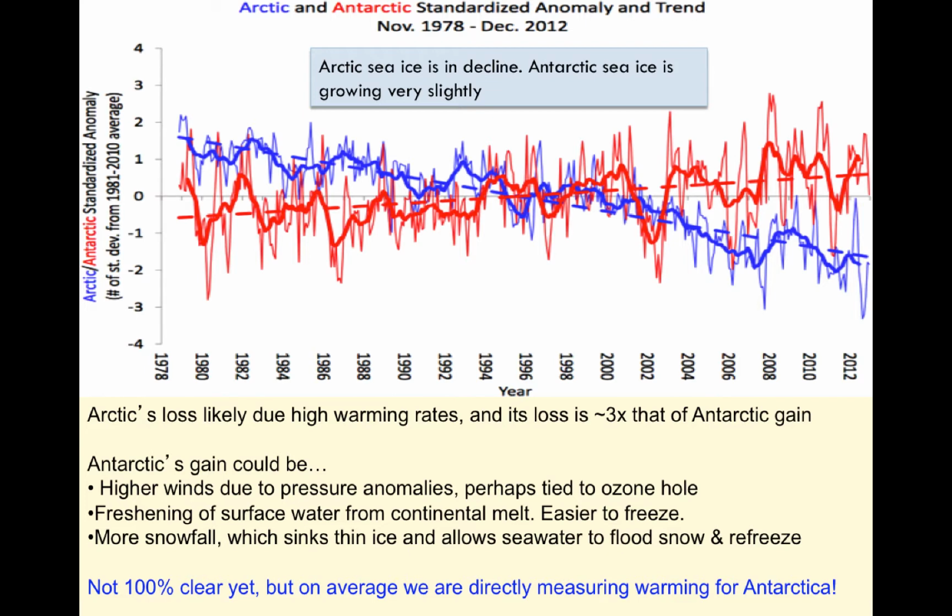helps promote sinking of thin ice. So you put a little bit of weight on the thin ice and it sinks down. That snow easily takes in seawater as it absorbs it, as it kind of sinks with that thin ice, and it allows it to flood into that sea ice and then refreeze it, making that sea ice thicker. So all those processes are a little bit different.